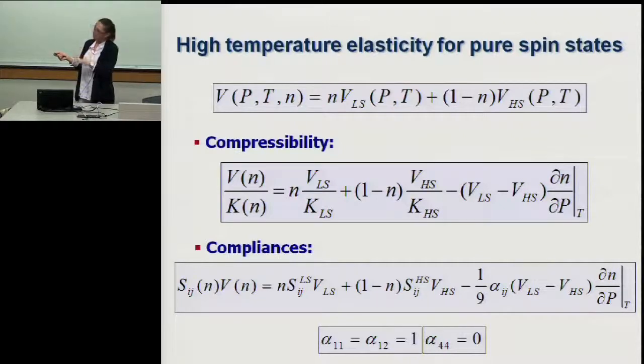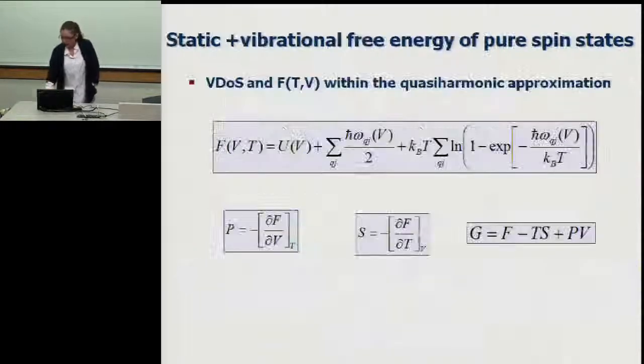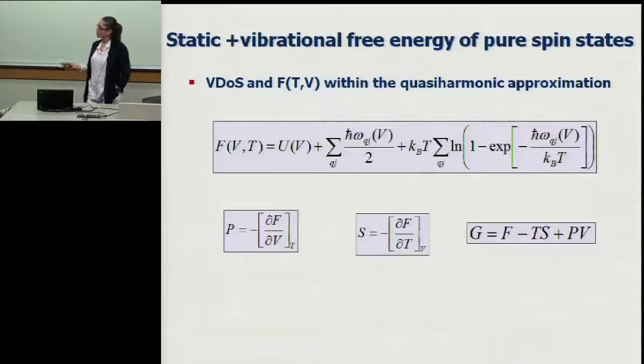We use simply here an ideal solid solution, and N is the fraction of low spin states that can vary as a function of pressure and temperature. The properties of this low spin phase and high spin phase can vary as a function of temperature. The compressibility of the ideal solution has anomalies, and we needed to compute this quantity here, N. And there is also a formula for the compliances of the solid solution. The point is, what does it take to compute these properties of the end members, high spin and low spin, to build the solid solution?